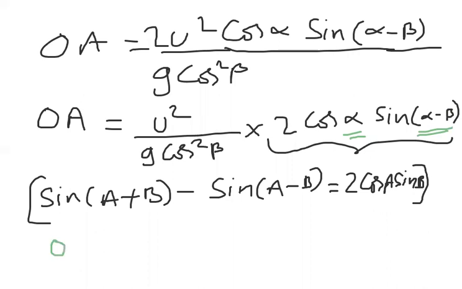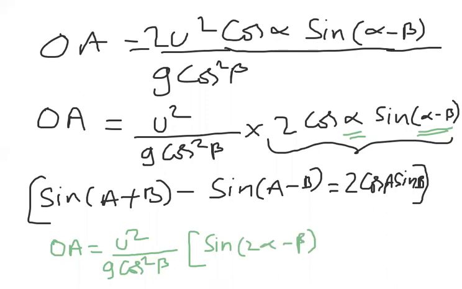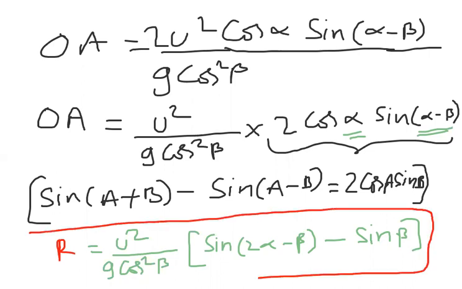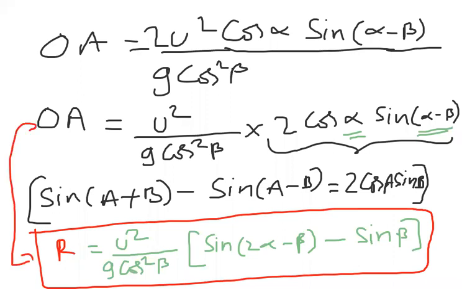We'll get this OA value is equal to u square by g cos square beta into sine of 2 alpha minus beta minus sine beta. If you substitute, finally we'll get this expression. Now, this OA is nothing but what we can call the range. So here, OA itself is called the range.